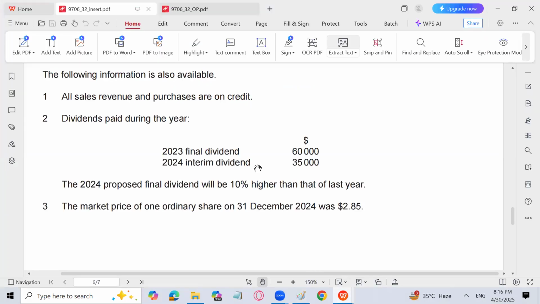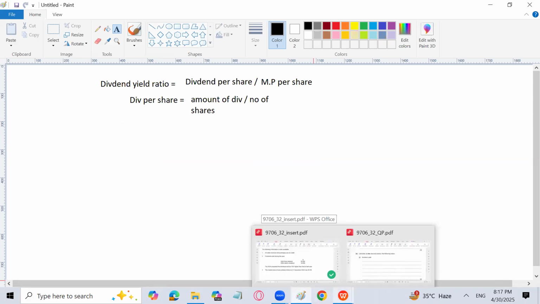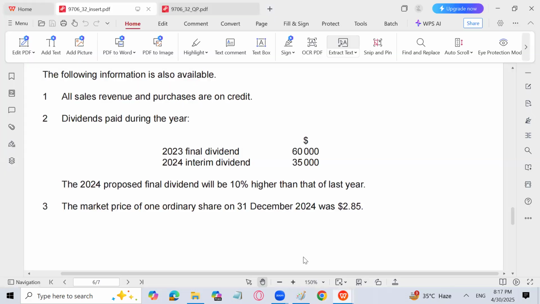Amount of dividend is given. That is, dividend paid and proposed both will come. Okay. Dividend paid and proposed both will come, because we have to calculate the dividend per share now. And for that, the amount of dividend we will calculate. It includes both dividend paid and proposed.